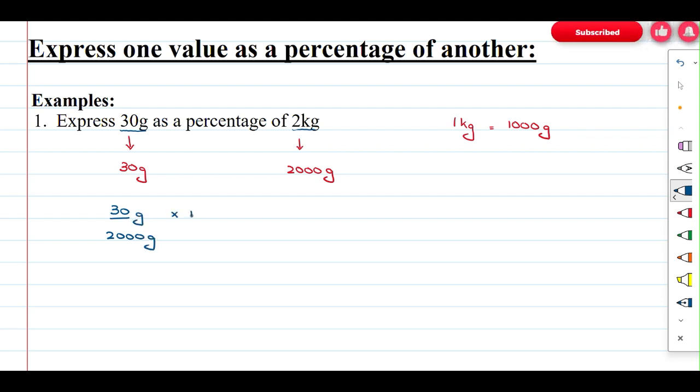For a percentage, multiply by 100, right? Cancel the like units. The zeros are cancelled with the zeros. This 0 is cancelled with this 0, and the simplified expression is 3 by 2, or 3 by 2 is basically 1.5%. So when we express 30 grams as a percentage of 2 kilograms, that is 1.5%.